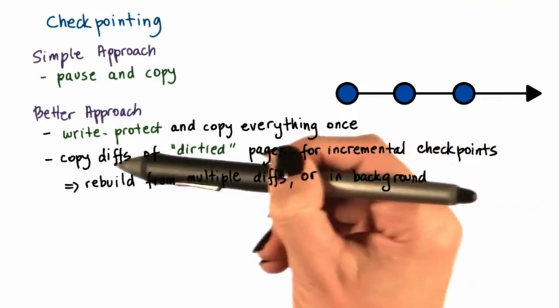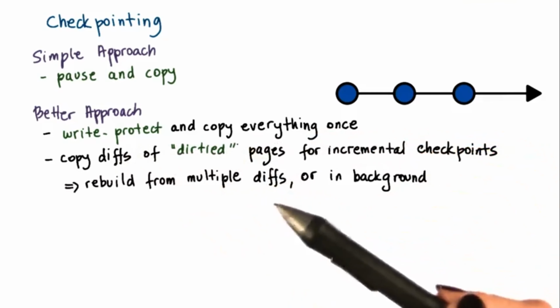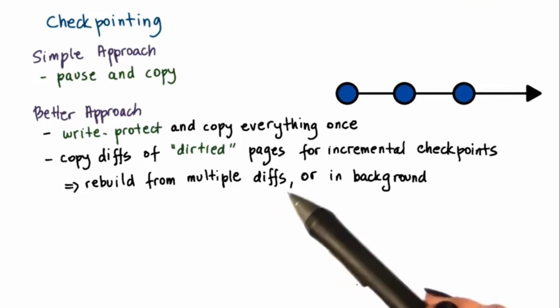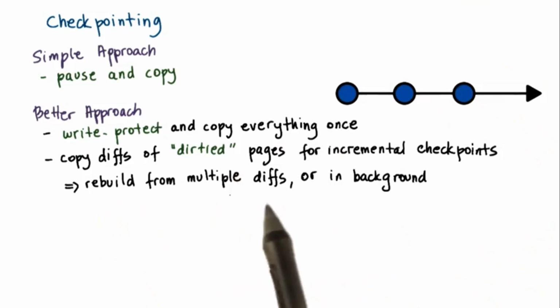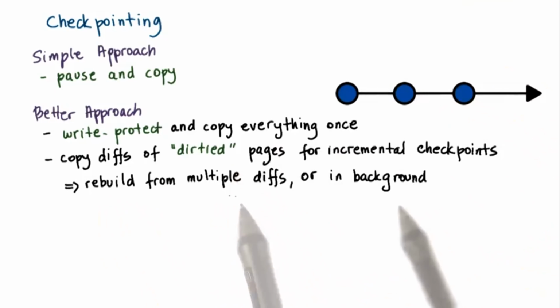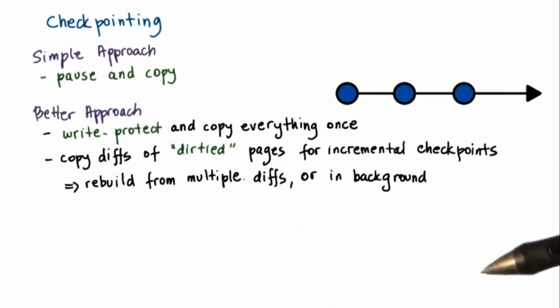If we checkpoint using these partial diffs of just dirty pages, we will somewhat make the recovery process more complex, since we will have to rebuild the image of the process using multiple such diffs potentially. Or also in the background, these diffs can be aggregated to produce more complete checkpoints of the process.